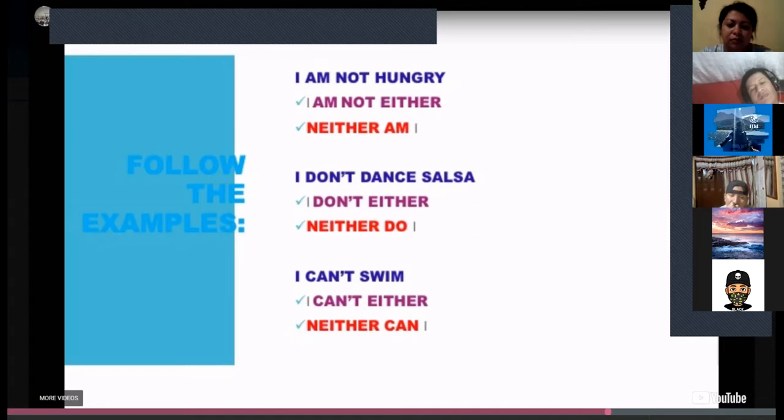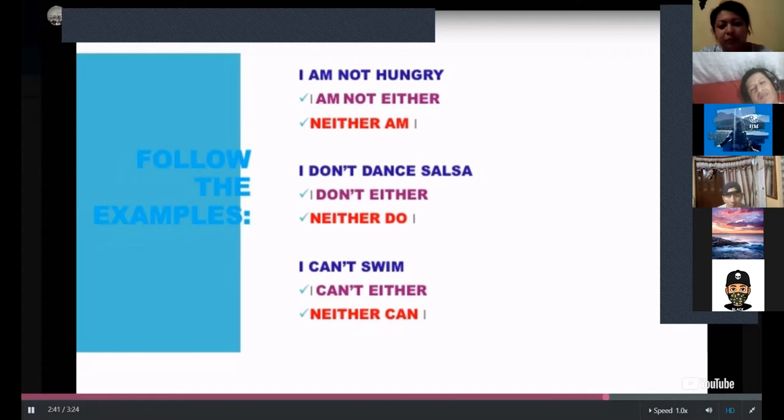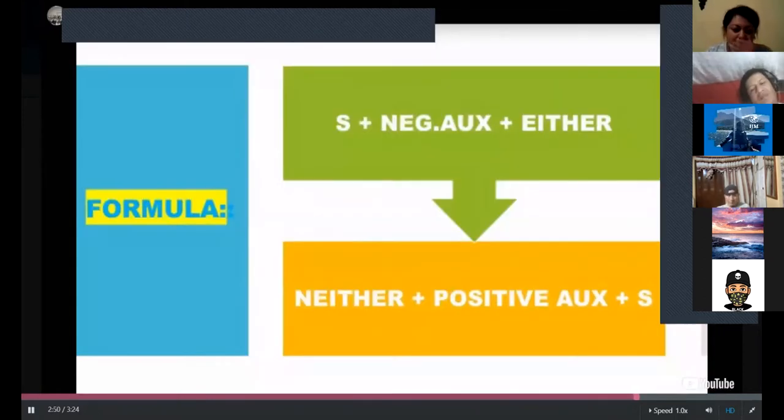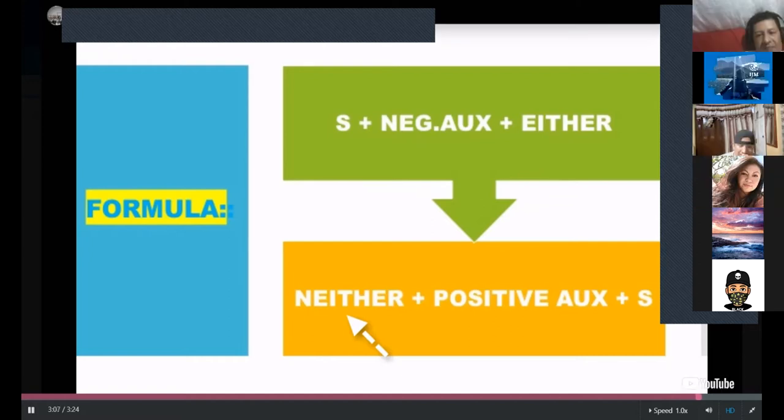Ok. Good. Let's look at the structure. Dance salsa. I don't either. Neither do I. I can't swim. I can't either. Neither can I. I'll leave you with the formula so you understand it better. Subject plus negative auxiliary plus either. Notice either goes at the end. Neither plus positive auxiliary plus subject. Notice neither goes at the beginning.